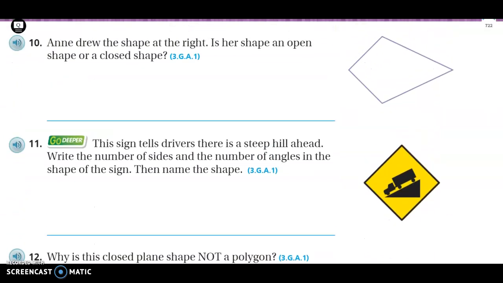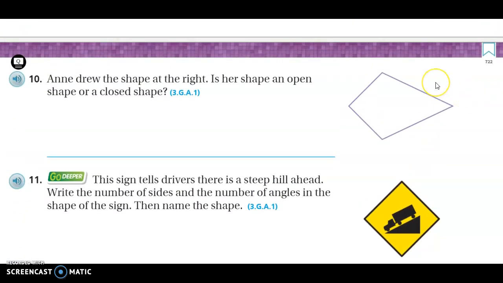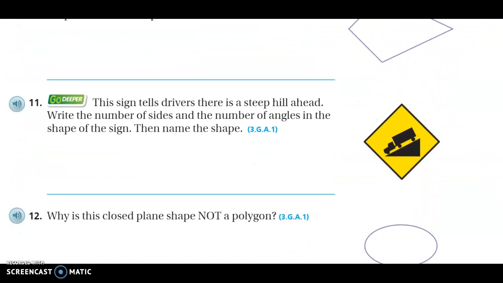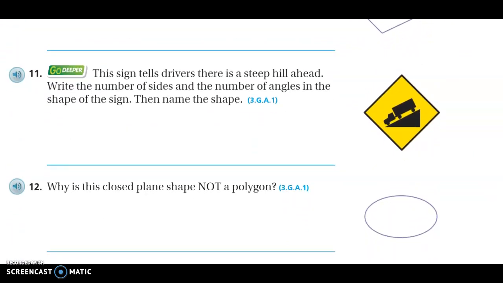That happens. All right, Anne drew the shape at the right. Is her shape an open shape or a closed shape? This is a closed shape. Talk about the horses if it can't get out. That's definitely closed up.